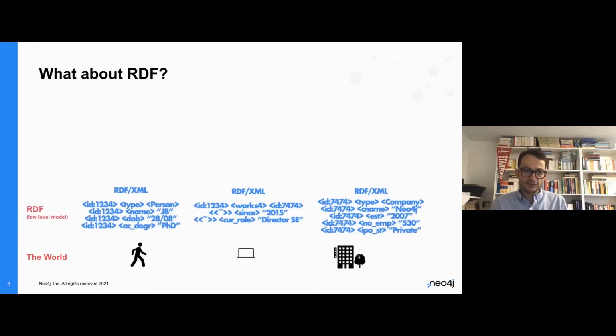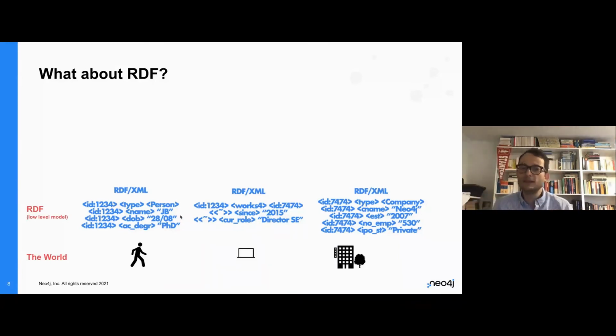And the RDF is a kind of a very low-level model that's built on the notion of a triple, of a statement. Right? Where we have an individual, that's me, that has a type, which is a person, it has a name, JB, it has a date of birth, an academic degree. They have the same kind of information for an organization. It's a company. The name is Neo4j. It was established in 2007, and so on and so forth. And we can even have statements that connect the two together. So this individual 1, 2, 3, 4, which is JB, works for Neo4j, works for this organization.